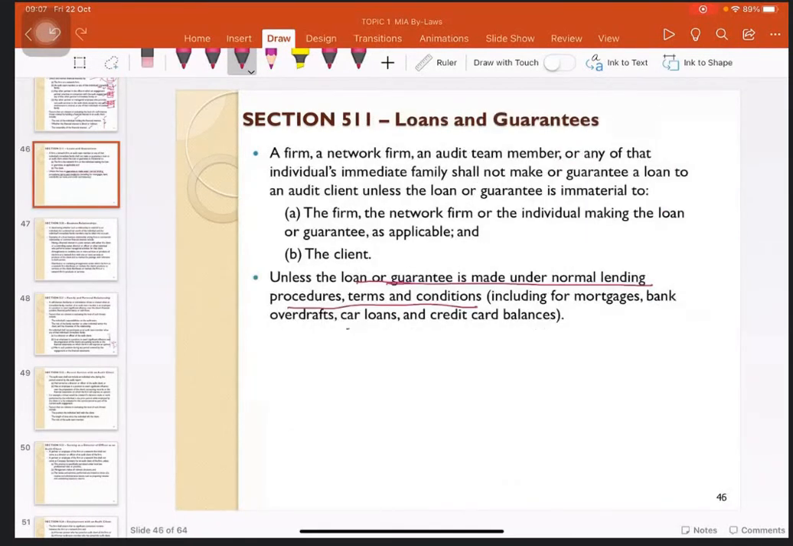Okay, next one dalam section 511 dia mention about loan and guarantee. Baca dulu kelas loan and guarantee.